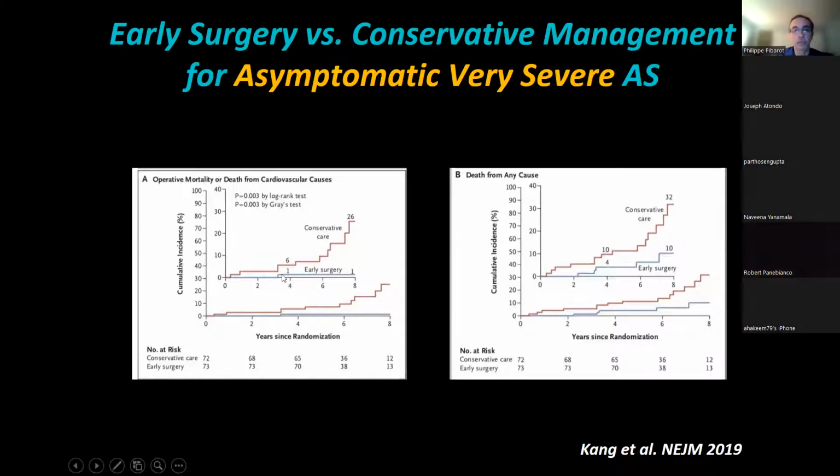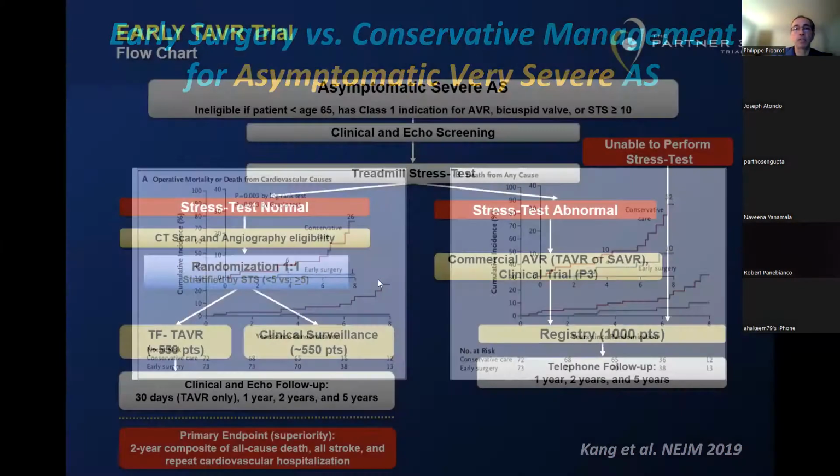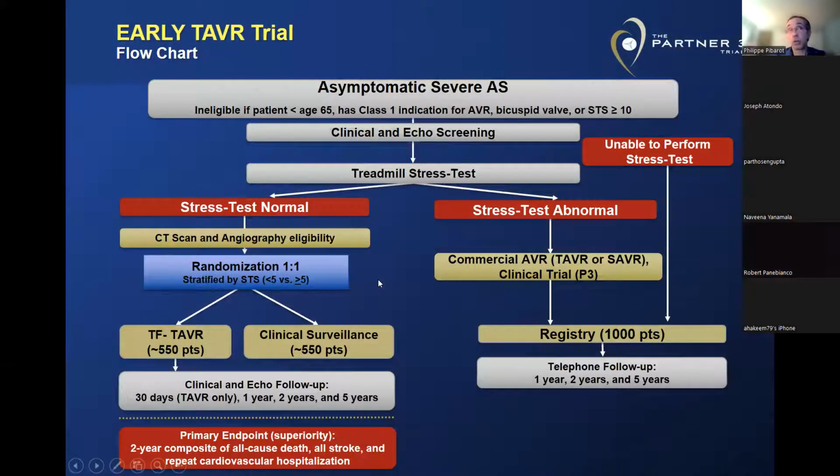And you see that with conservative management, there is an increase in all-cause mortality or cardiac mortality, and that is significantly higher versus early surgical aortic valve replacement. So there are other ongoing trials that include larger sample sizes, in particular the early TAVI trial, which is ongoing, where we recruit patients with asymptomatic severe AS. So that's all-comers with severe AS, not only the very severe AS.